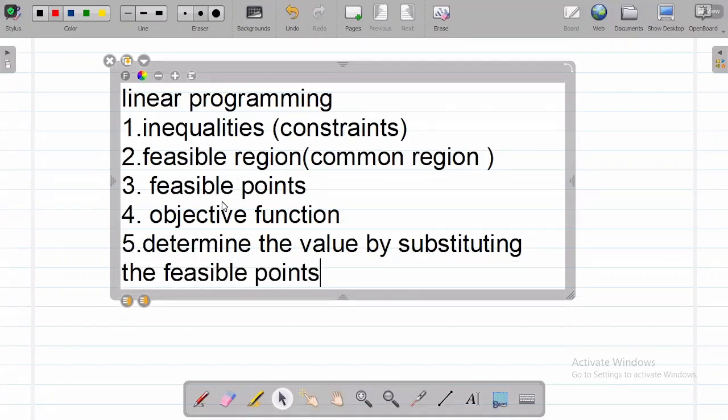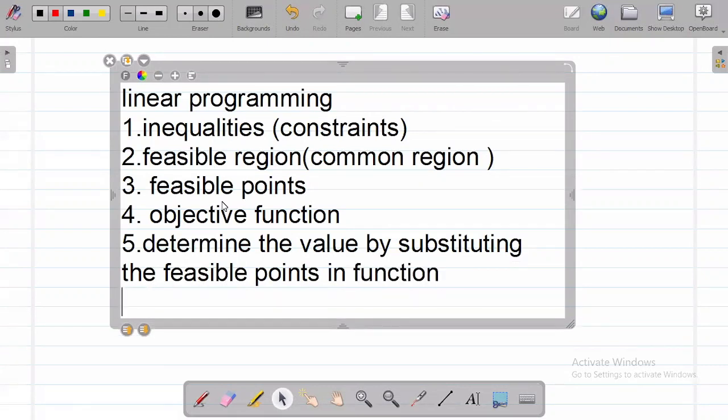Feasible points in function. That means we need to find the value by substituting the feasible points in the given function.